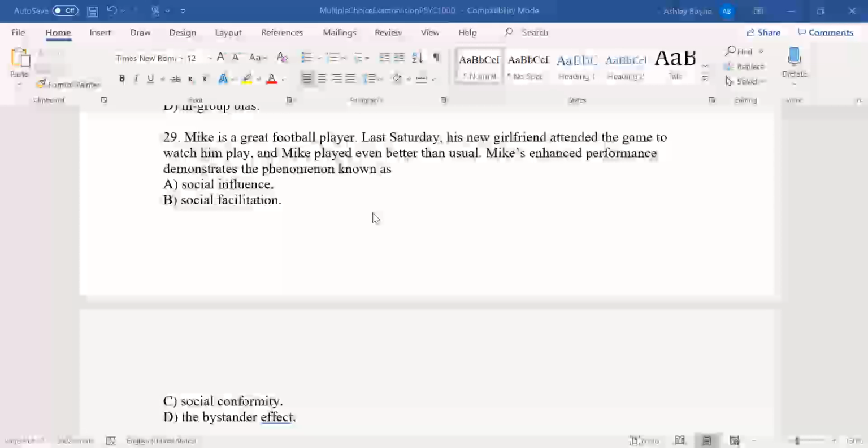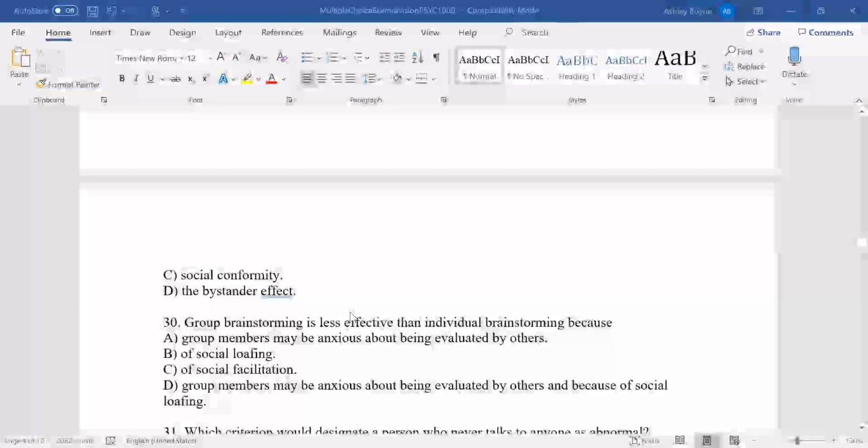Okay, so 25. So an attitude: A, is a conclusion regarding factual evidence. B, includes an emotional component. C, predicts behavior reasonably well. Or D, includes a physiological component. Okay, so I'm saying B.